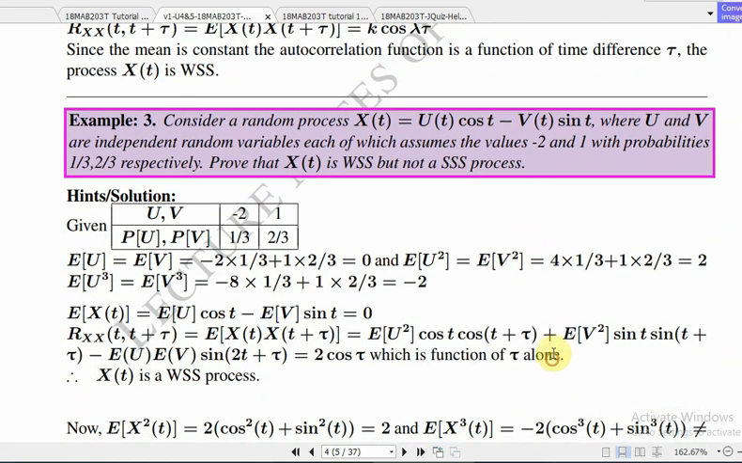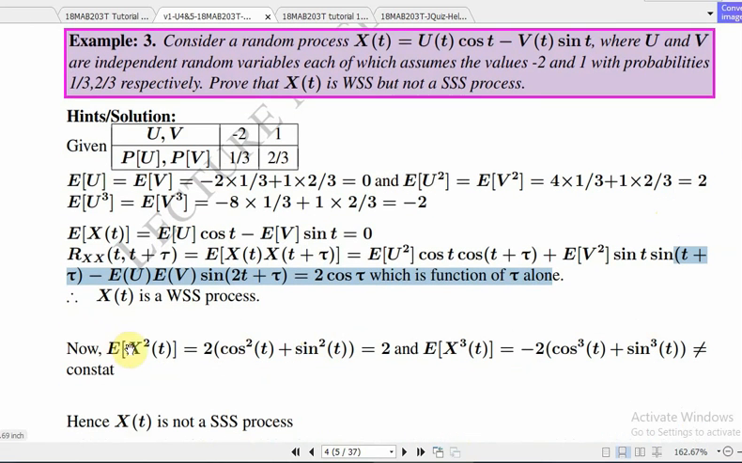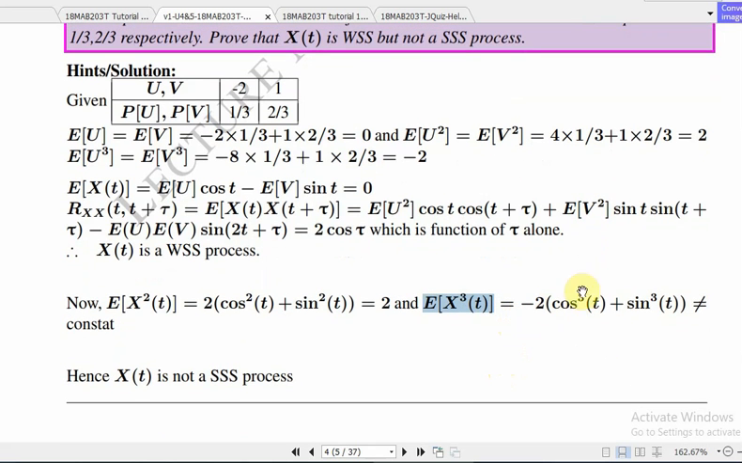Here they are asking one more term, SSS process, strict sense stationary. We are finding E of x square of t, which comes as cos square t plus sin square t, that is 2. But strict sense stationary means it is second order stationary here, but we need to check the third order as well, because strict sense means in all orders it should be stationary. In cubic order it will be this thing, so it depends on t. So it is not a strict sense stationary process.